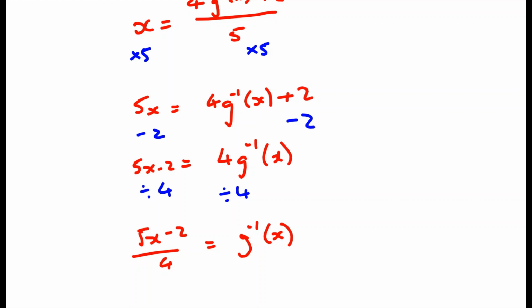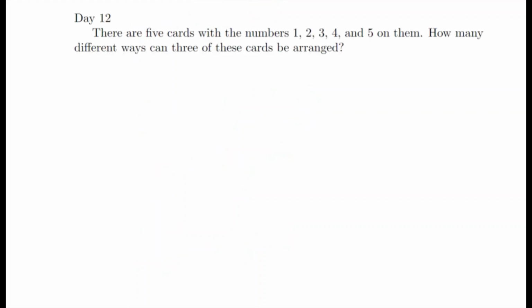So today's question. There are 5 cards with the numbers 1, 2, 3, 4 and 5 on them. How many different ways can 3 of these cards be arranged?